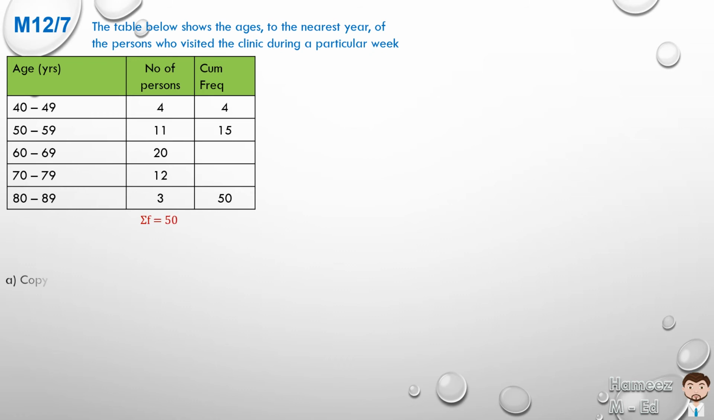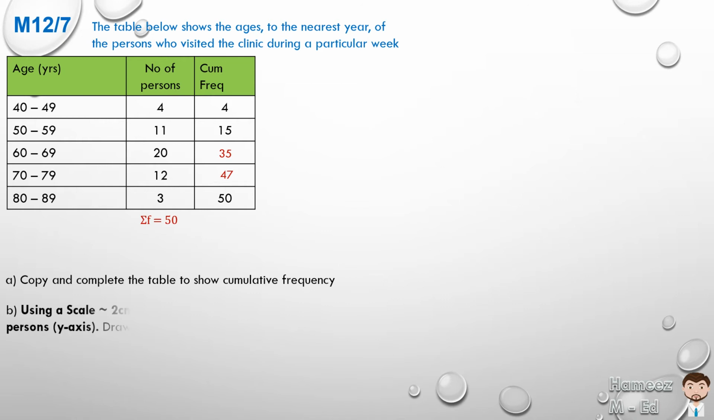And the question asks us to copy and complete the table. So if we copy and complete, we can see from the third interval, we had 15 in the second and we added 20 more. So 15 plus 20 would be 35 individuals from the ages 40 to 69. And if we include the people who are up to 79, we add that fourth group, we'd have to add 12 more to that, and that will give us 47. And of course, the last group is 3, and 47 plus 3 is 50. So it confirms that we were doing the correct question.